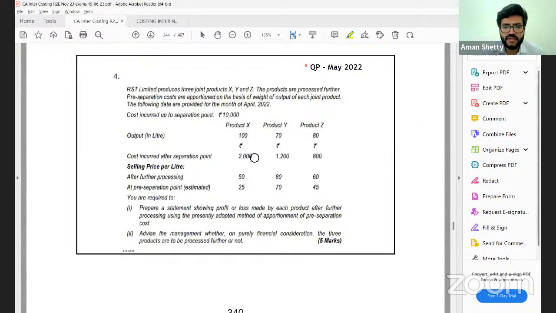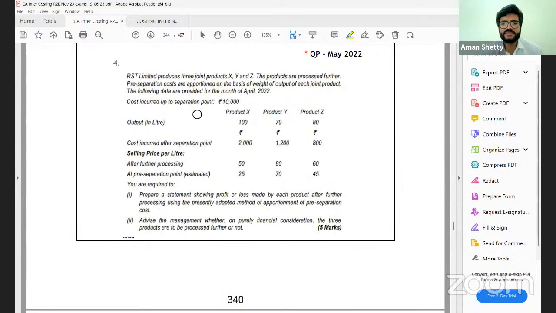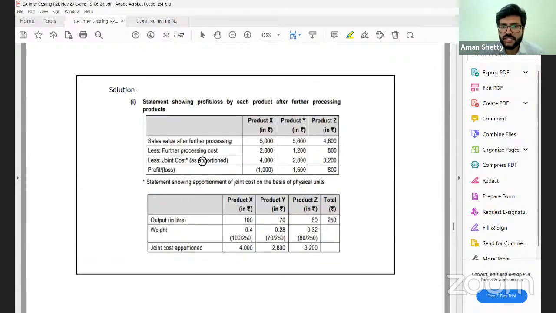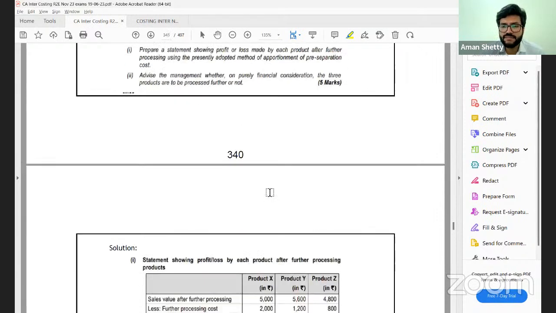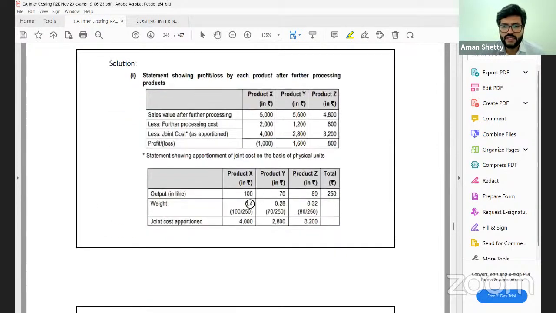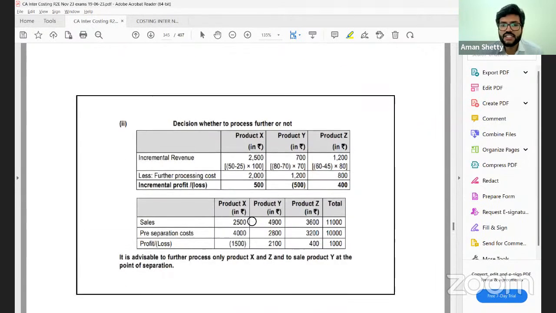Okay. Again, this is an easy problem. Output is given, so the physical output method they would have used here. Correct? Weight of output, physical output method they've used. Clear? Where is physical output? Output is how much? 100, 70 and 80. So 100, 70, 80. Other percentage they found out, given the weights, and then apportionment of joint cost is done. That is the first sub question.